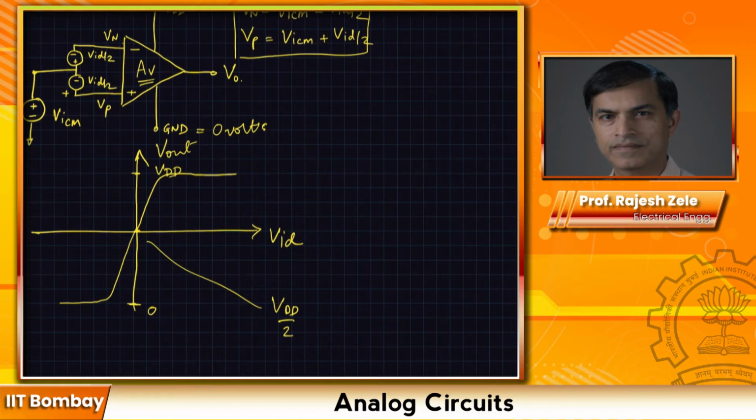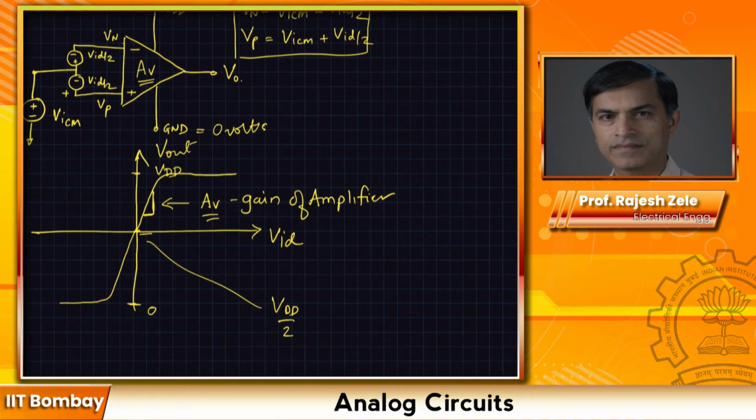Something like this. If VID goes positive, then the output of the amplifier will go positive, and because the gain is large, as soon as VID goes beyond a few millivolts, the amplifier output will clip to VDD. The slope of this line is the gain of the amplifier, AV. And as I said, we would like this AV to be very large. It could be 1,000, 10,000, 1 million, something like that. The higher the gain, the more ideal the op amp will look.